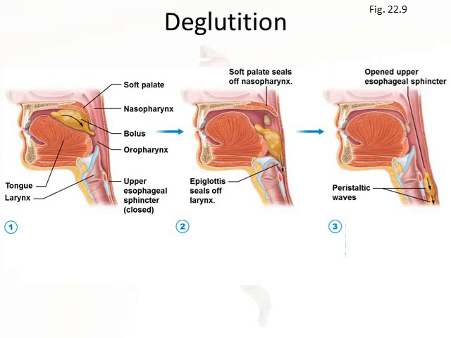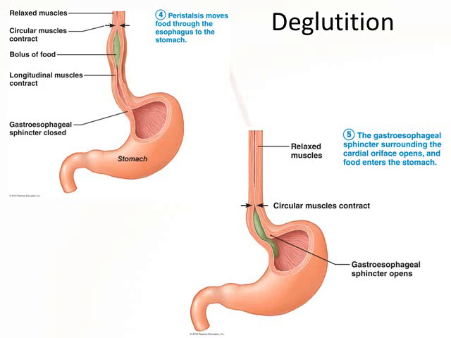And so we see these three processes here, and you can go to your book, figure 22.9, and it'll clearly explain what's happening under each step 1, 2, and 3 here. These two other steps are not in your book, but these are just the parts where the food goes down into the esophagus and gets down into the stomach, so you can kind of just examine that.